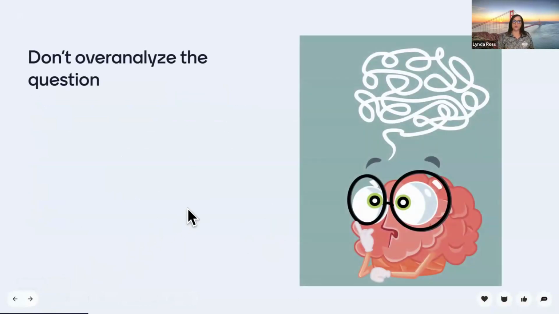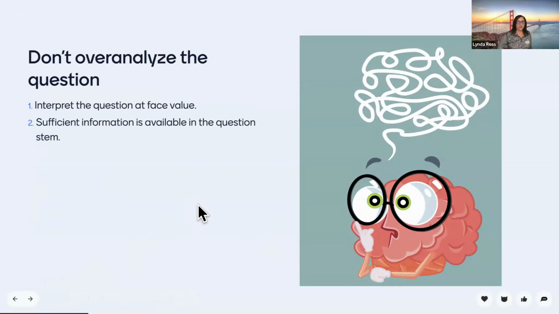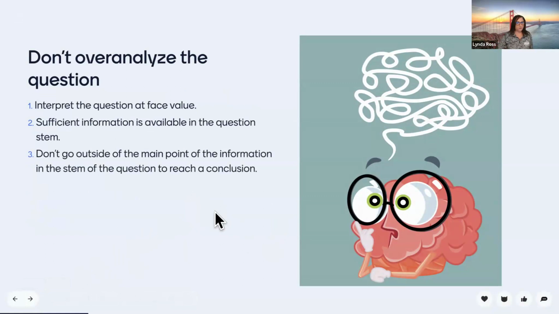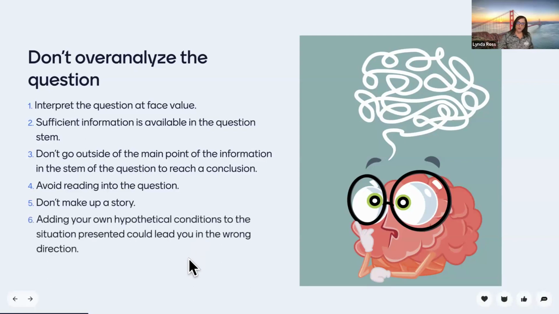This is a big issue, over analyzing the question. Don't do it. Interpret the question at face value. Sufficient information is available in the question STEM. Don't go outside of the main point of the information in the STEM to reach a conclusion. Basically, don't read into the question. Don't make up a story. Don't add your own hypothetical conditions to the situation presented. That can lead you down the wrong path. Read the question and nothing but the question.